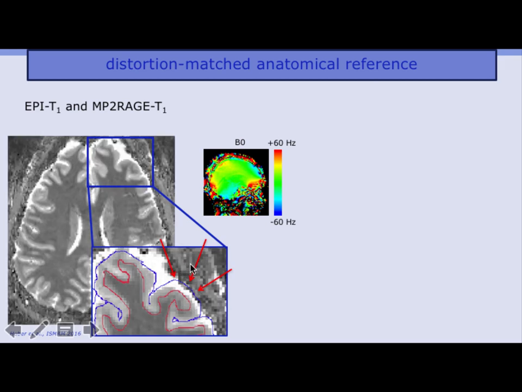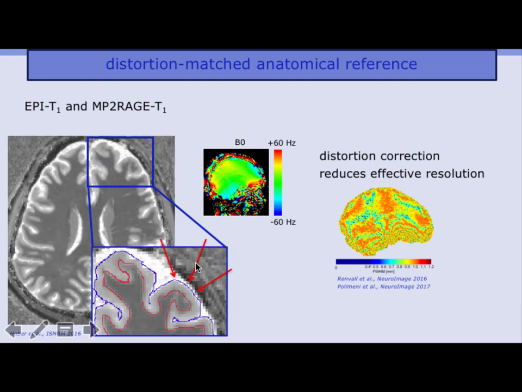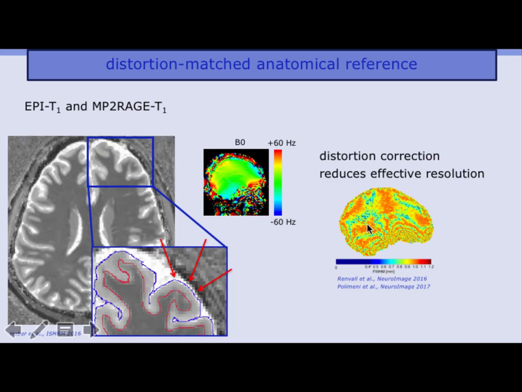And for very high resolution fMRI, distortion correction is not really an option because it involves an additional spatial resampling step. Here Polimeni and colleagues could show that just the one single step of doing distortion correction can basically double the effective resolution. I mean, double the effective voxel size that you have at the end. So we should not really do distortion correction if we are interested in these very, very fine-scaled features.